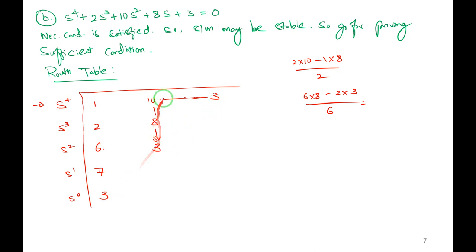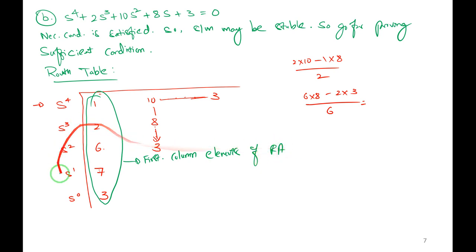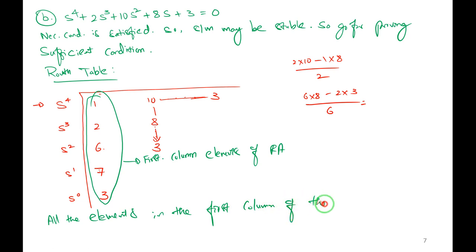So diagonal, right? Okay. Then observe all the first column elements of the Routh array. Observe the first column elements. These are the first column elements of the Routh array or Routh table. So all are positive here. All the elements in the first column of the Routh array are positive. So the given system is stable.